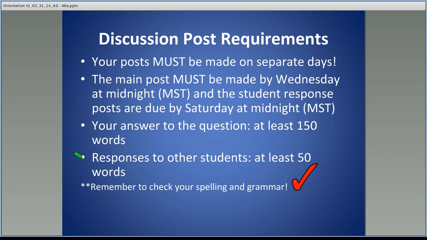The reason for that is we need your main post in so that your fellow students have a chance to leave their comments on it. And then once again, always remember to check your spelling and grammar.